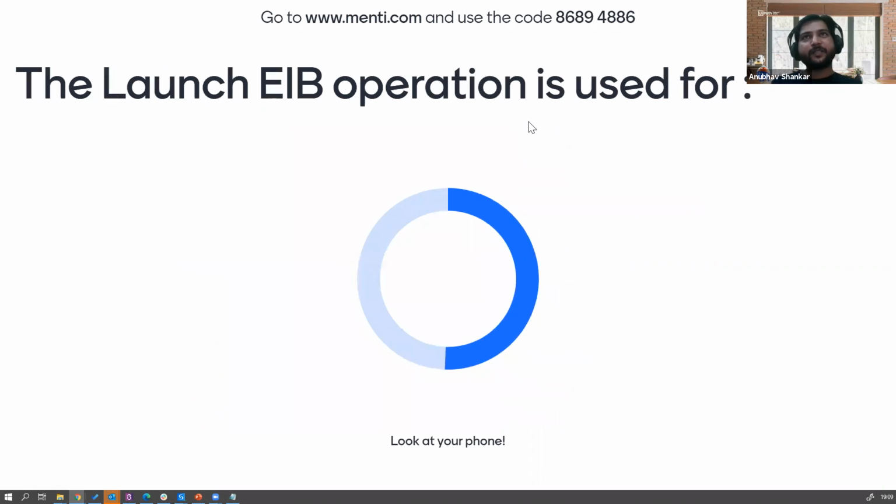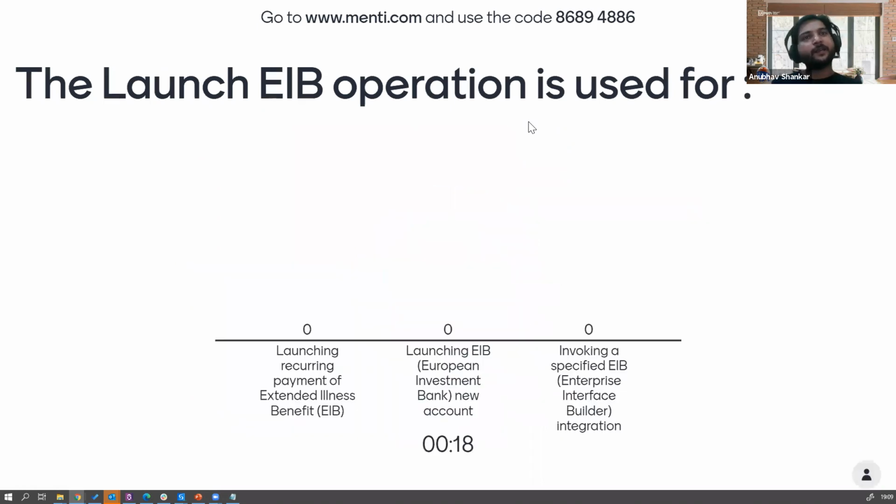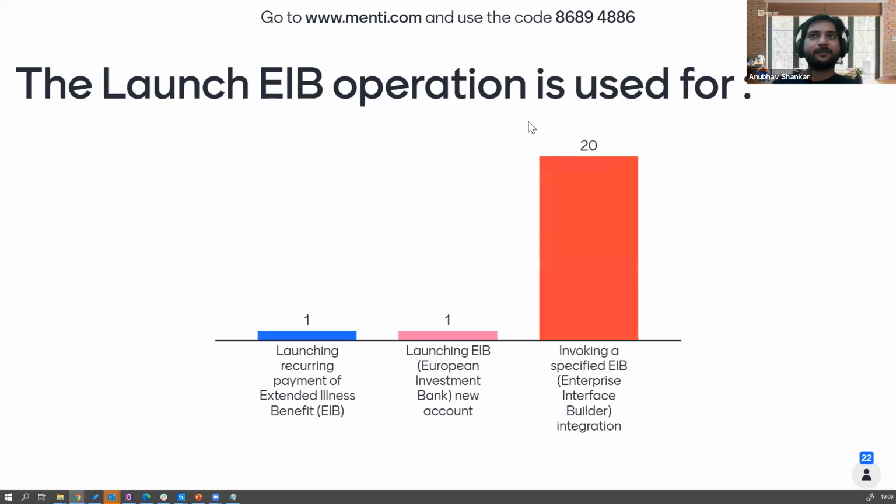The launch EIB operation is used for launching recurring payment for extended illness benefit, launching EIB, which is European Investment Bank new account, or invoking a specific EIB, which is Enterprise Interface Builder integration. No, we are not working with bank and illness benefits as of now. So yes, it is about the Enterprise Interface Builder.